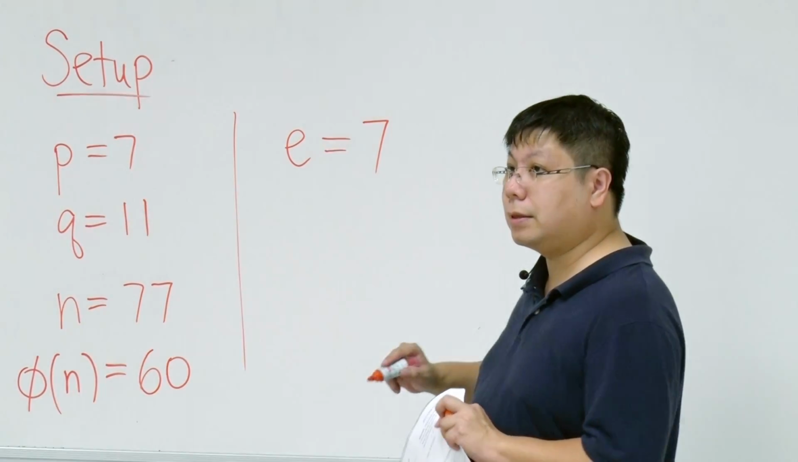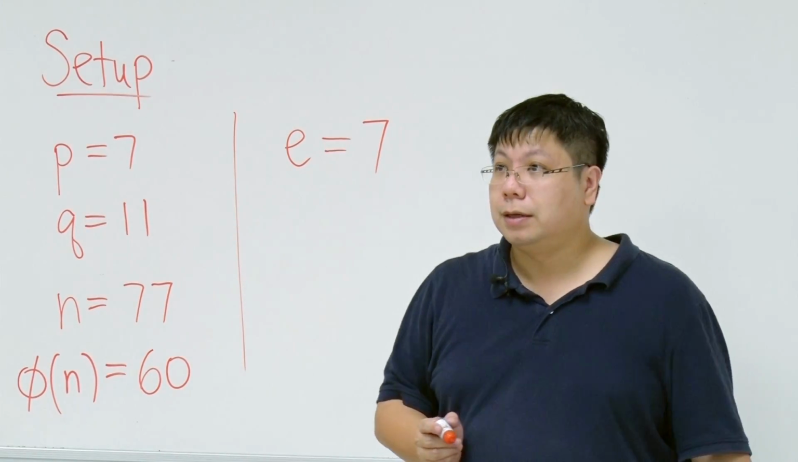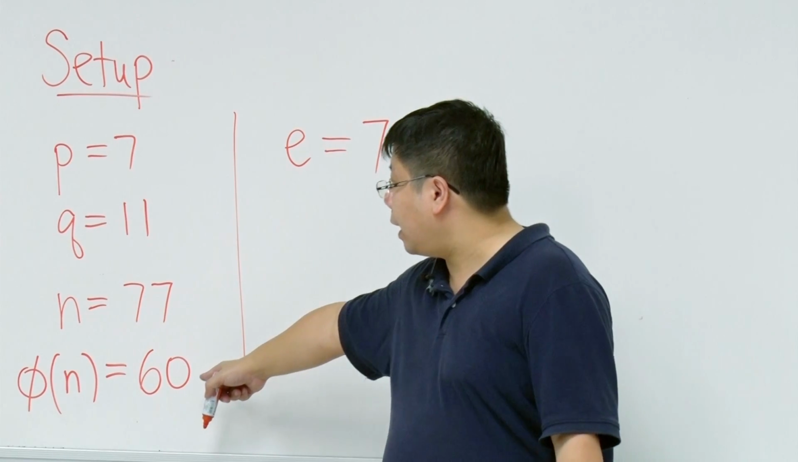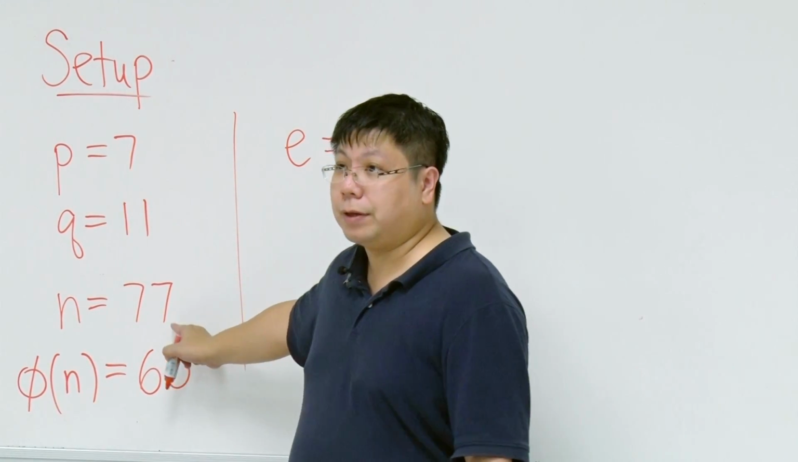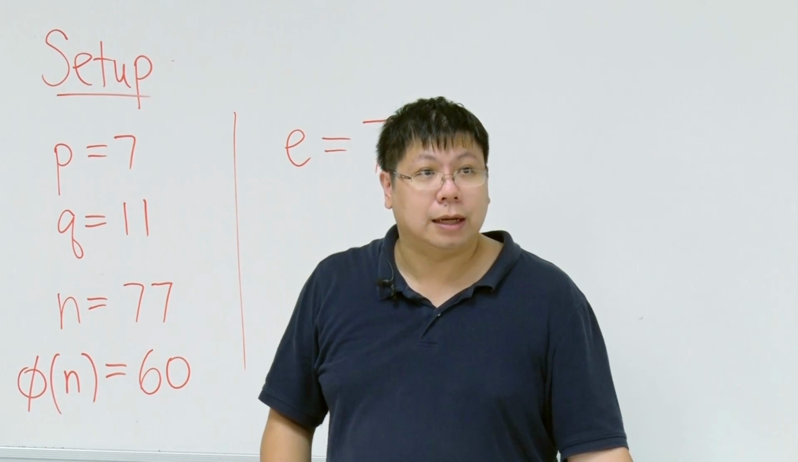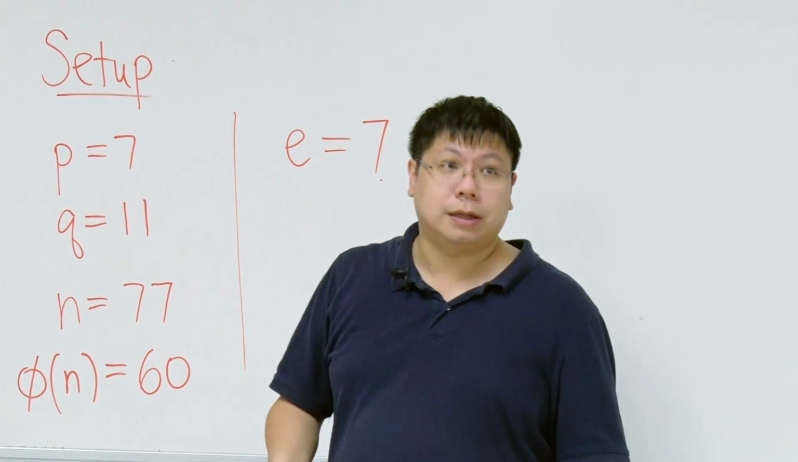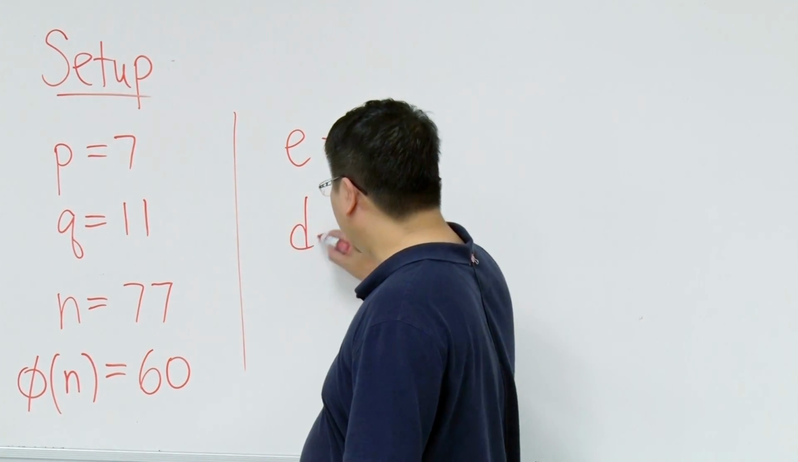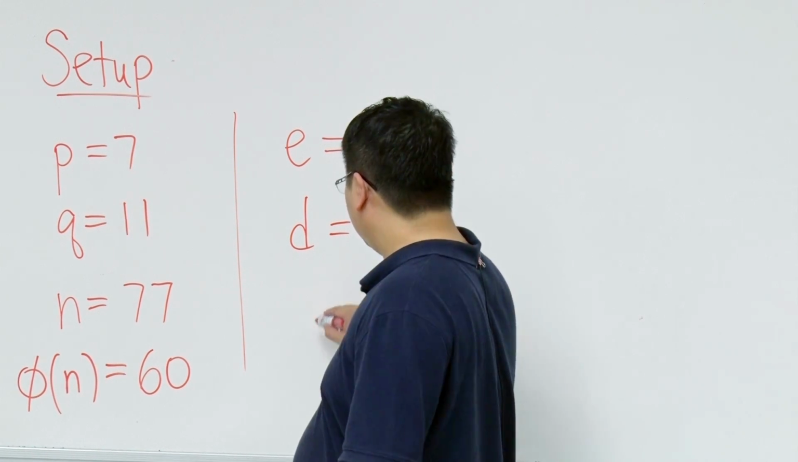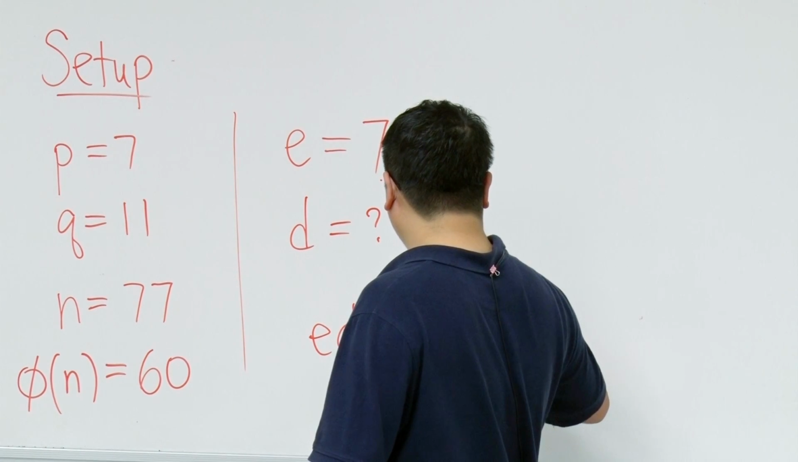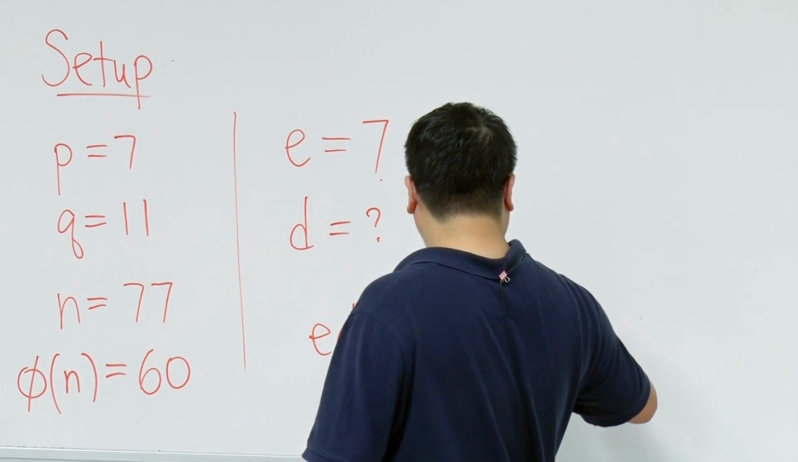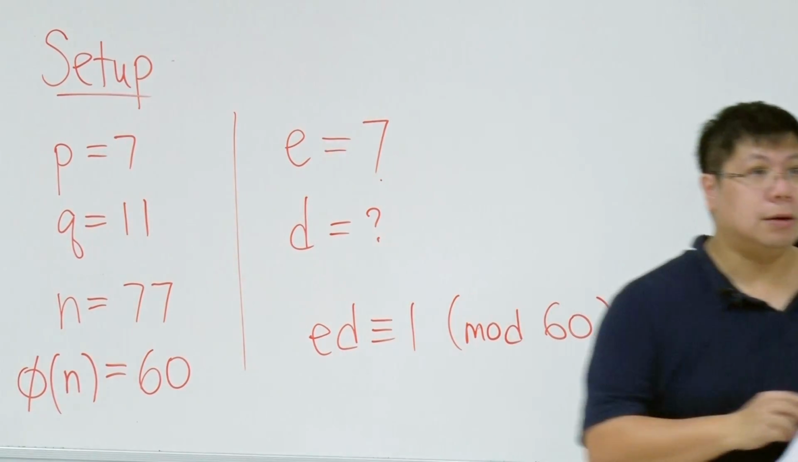Now this is enough for the sender. The sender just needs to know 7 and 77 and can send the message. But for you, you want to do the decryption. You want to find a d such that e times d is equal to 1 mod 60. So how can we find that?